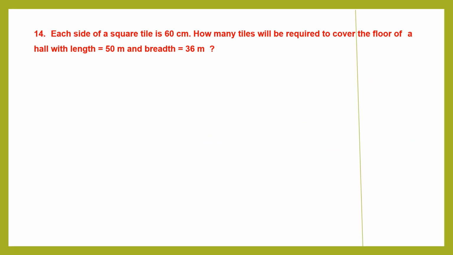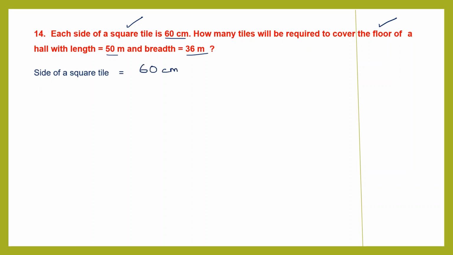Question 14. Each side of a square tile is 60 centimeters. How many tiles will be required to cover the floor of a hall with length 50 meters and breadth 36 meters? So here also, first we need to find the area of the square tile, then we have to find the area of the floor of the hall. So let's begin. So here it is, side of a square tile is 60 centimeters.